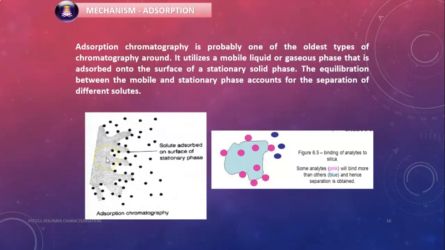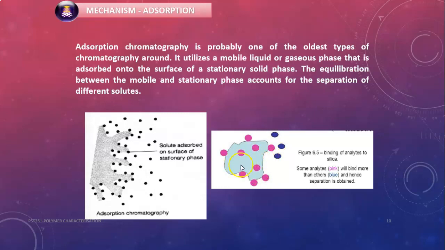will be eluted last. For example, you can see the light pink substance binds to the stationary phase more strongly compared to the blue particle or blue compound. So the blue compound here will be separated first, because it does not stick to the stationary phase. It has less tendency toward the stationary phase.